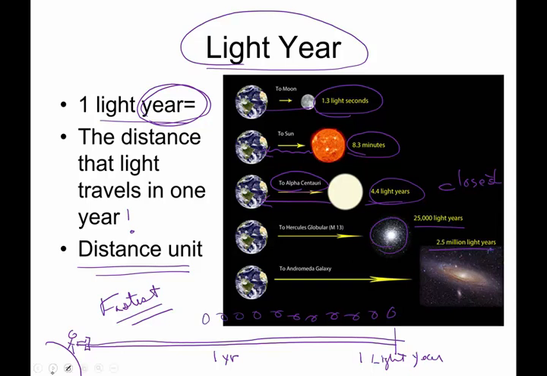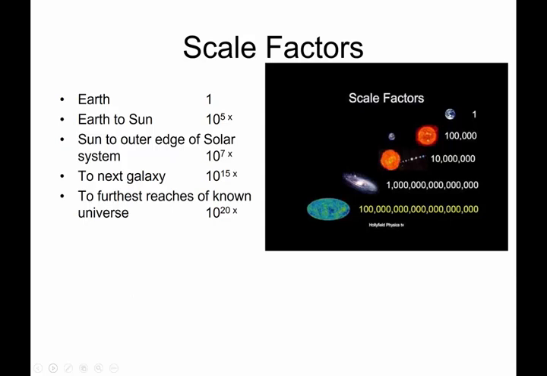When we start talking about outer space, we also have to talk about scale sizes of things. Sometimes that's a nice way to model in our heads how big something is. So to put this idea across, if the Earth is one Earth size, the sun is 1 times 10 to the 5th times bigger. Now that means 100,000 Earths could fit into our sun.